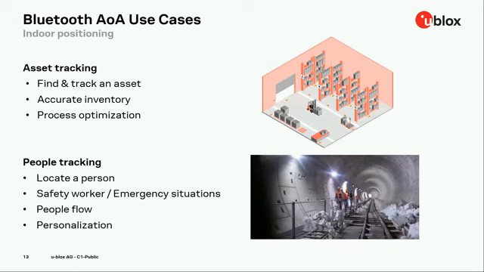And then, of course, we have the indoor positioning and the asset tracking, which is the most common use case that most people think about. Here it is about finding and tracking an asset, having an accurate inventory or an optimized process in a factory. It could also be people tracking to locate a person, or when it comes to safety for workers or in emergency situations. You can analyze people flow in a building, or you can personalize the environment where a specific person is located.